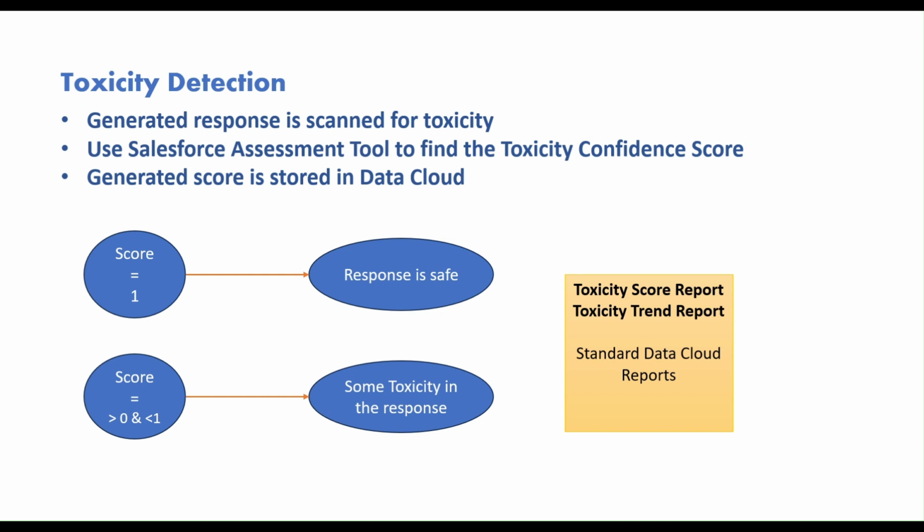A toxicity score of 1 means the response is safe or non-toxic. And a score between 0 and 1 means there is some toxicity in the response. The toxicity score and the categories are stored in the Data Cloud. To review toxicity scores, you can use standard Data Cloud reports. You can also use the pre-built dashboards and reports to review toxicity trends.